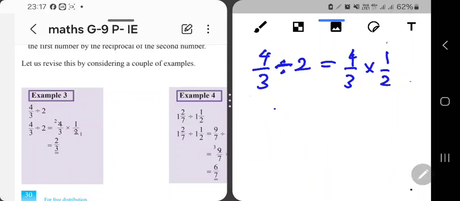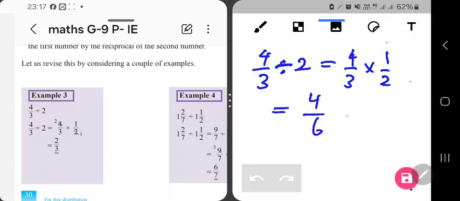And now we can do this calculation as 4 times 1 is 4, 3 times 2 is 6. This is basically 4 over 6, or you can divide 4 by 2, then you get the answer 2, then 6 by 2 is 3. So it's 2 over 3 is the answer.